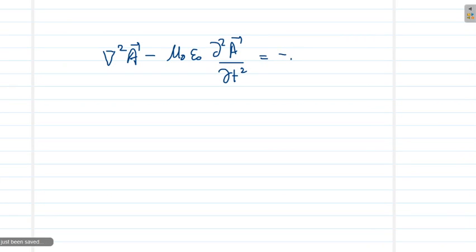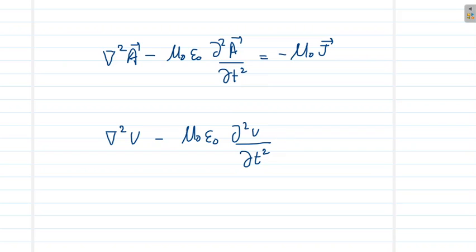So what have you got there? You might have obtained del square A bar minus mu 0 epsilon 0 dou square A bar by dou t square is equal to minus mu 0 j. Similarly, for the second equation, if you substitute the Lorentz gauge, you can obtain del square V minus mu 0 epsilon 0 dou square V by dou t square is equal to minus rho by epsilon 0. So these equations are much simpler, and even look at the beauty of those equations. Those equations are very beautiful.